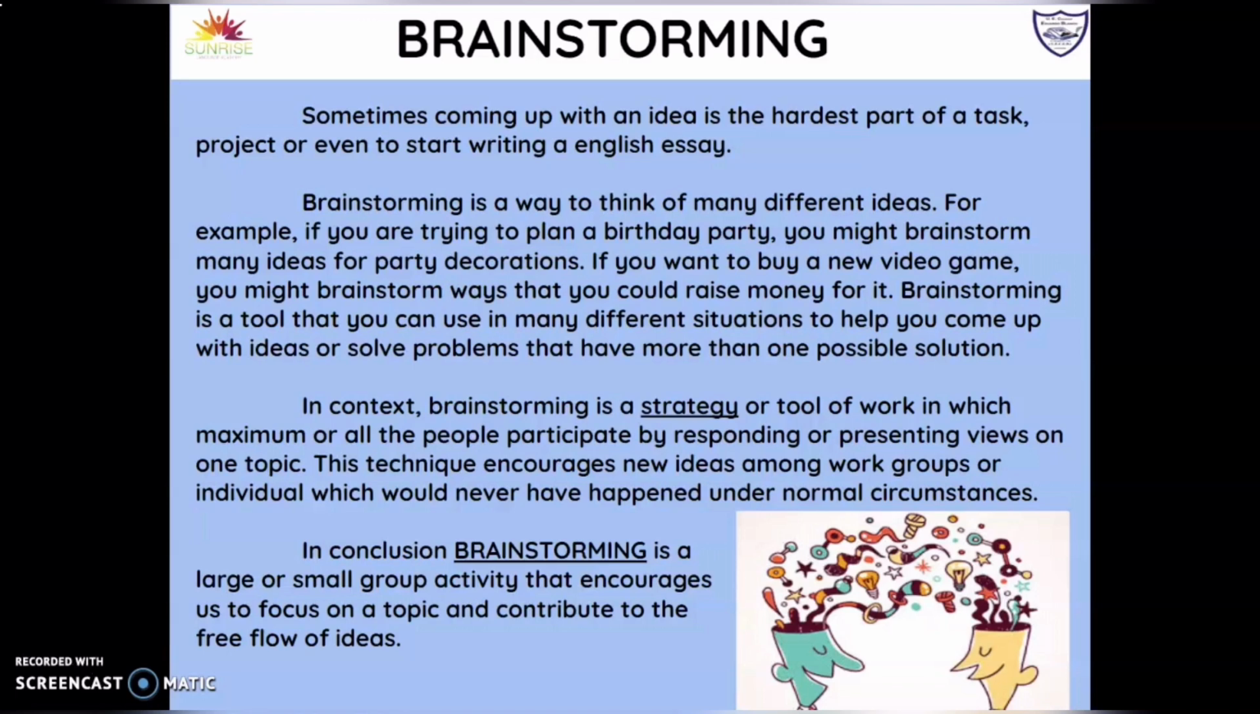In context, brainstorming is a strategy or work tool in which a maximum number of people, or all of them, participate by responding or presenting views on one topic. This technique encourages new ideas among work groups or individuals, which would never happen under normal circumstances. The idea of brainstorming is that you get creative with the ideas that you put on the table. So in conclusion, brainstorming is a large or small group activity that encourages us to focus on a topic and contribute to the free flow of ideas. The main strategy is for you to focus on one thing and work on that one thing.